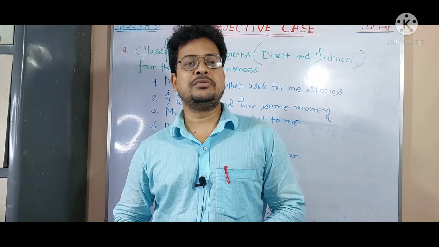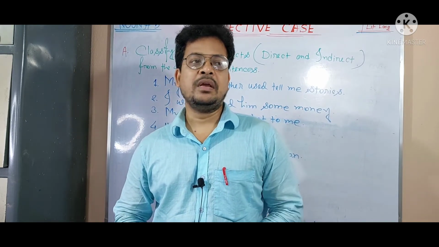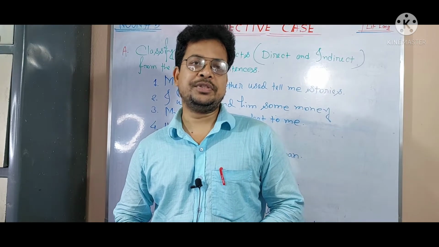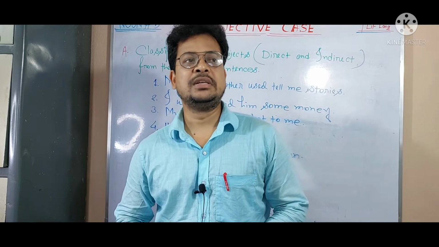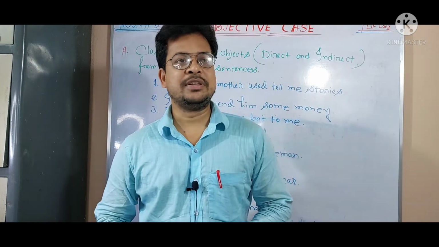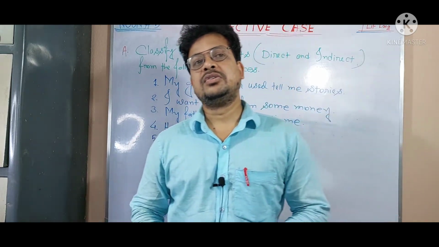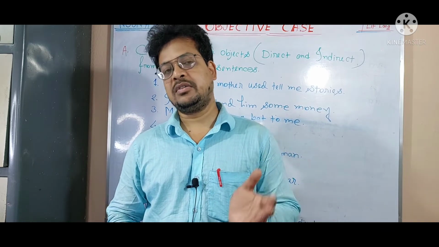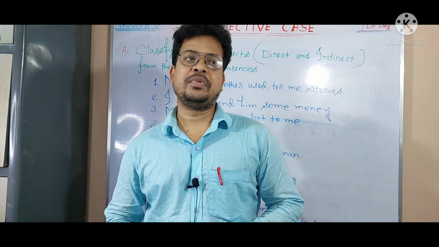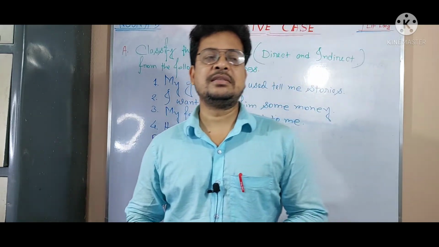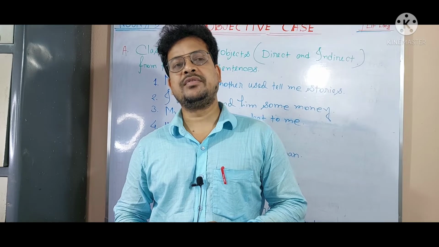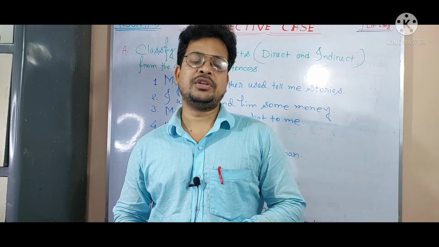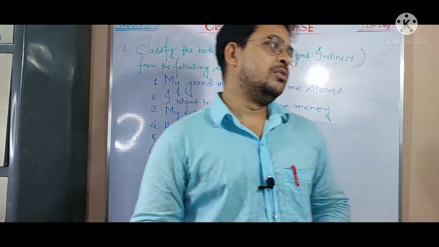Yesterday, my class was conducted on the object case. Today is the same, but today I will discuss the first part of the object case, which is direct and indirect object. I already wrote approximately 10 sentences. From there we'll classify which one is the direct object and which is the indirect object. I already told you in my previous class that a direct object is always considered for non-human beings, and an indirect object is always considered for human beings. So let's start.